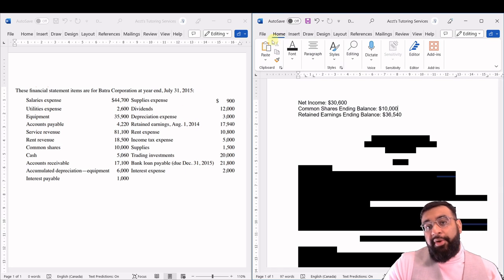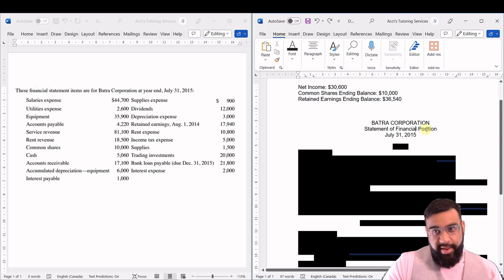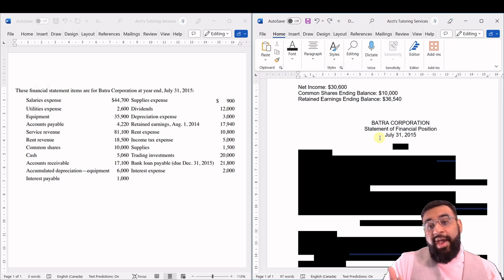Now let's actually prepare the statement of financial position. Once again, step number 1 is a 3-part title. We have Bay Truck Corporation, the company name, the statement of financial position, the statement name, and July 31st, 2015. As you can see, it's not for the year ended because that only comes onto the income statement, the statement of changes in equity, and the statement of cash flows. The balance sheet is just at July 31st.